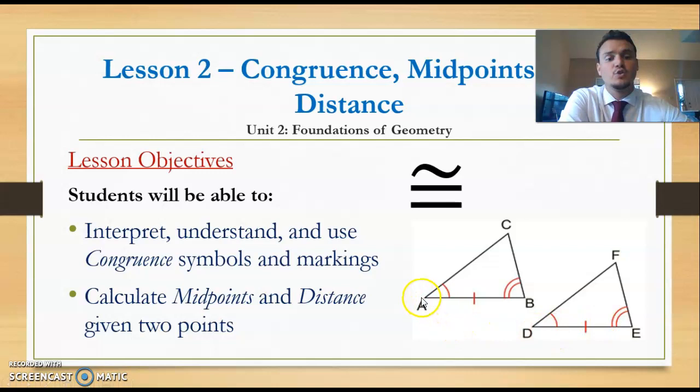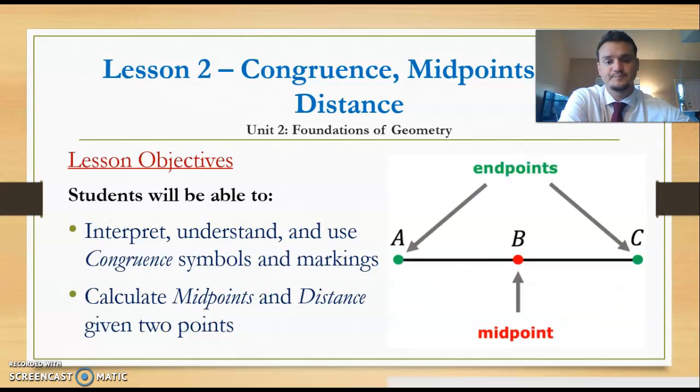Now, when we talk about congruent lines, we use these little tick marks. So if AB and DE both have the same number of tick marks, both have 1, that means that they're both the same length. So this is just a basic understanding of what congruence is. We're going to get into it a little bit more here.